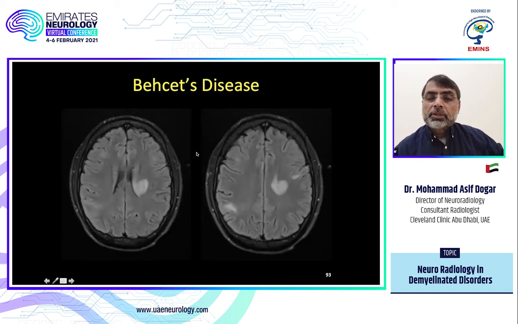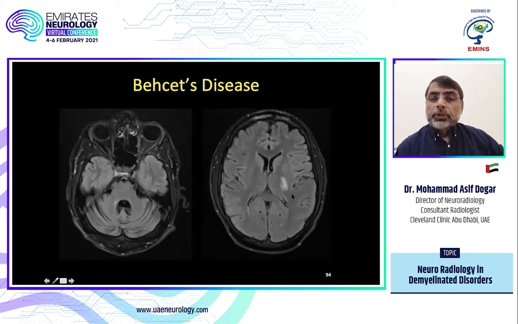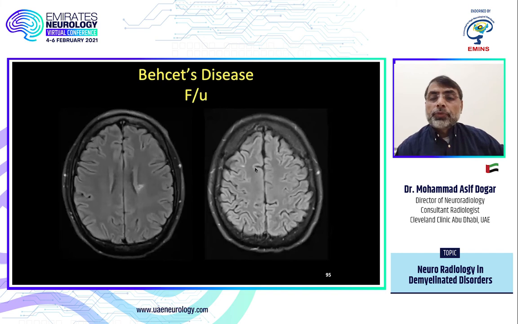Here's a Behçet disease, with a periventricular lesion and a juxtacortical lesion. Here it is in the internal capsule, and even the mid-cerebellar peduncle is involved. So everything is not MS, so we have to look at the clinical findings. When this patient follows up, this looks like a juxtacortical and a periventricular lesion. If we saw this at this stage, we may have diagnosed MS, but this is Behçet's disease.